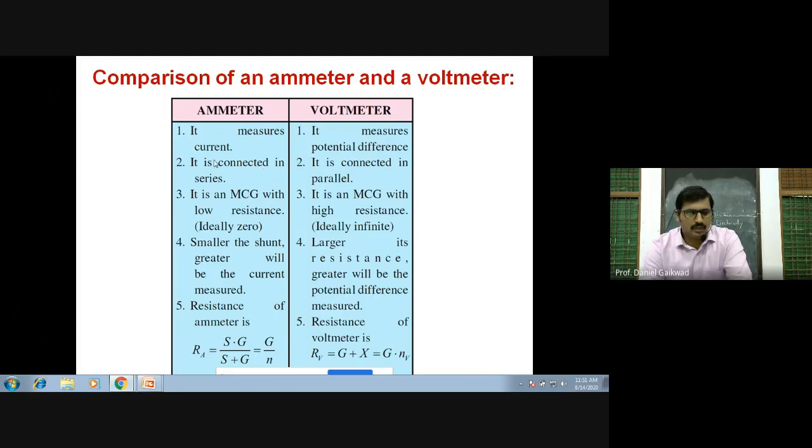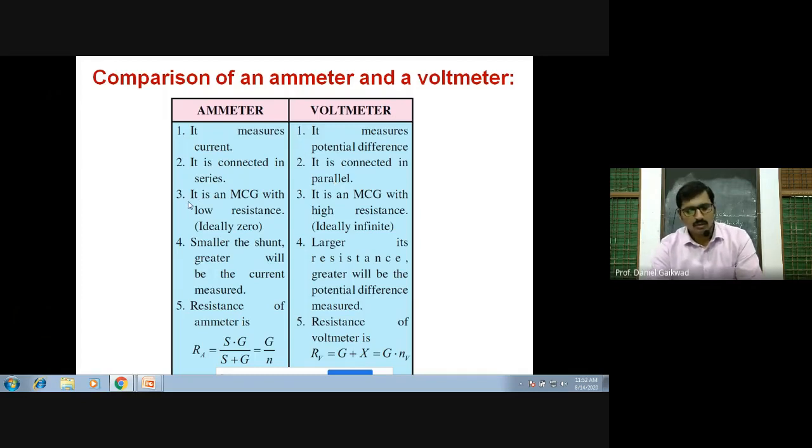Number two, the ammeter is connected in series. We already know the connection of ammeter in a circuit, it is always connected in series, and exactly opposite, the voltmeter is connected in parallel. So that is the second point of difference.